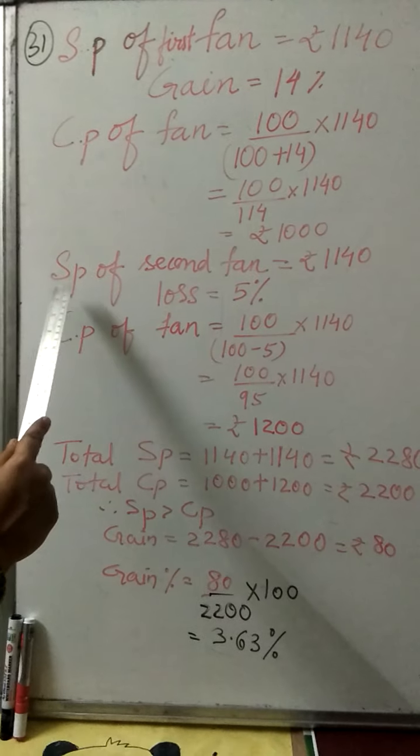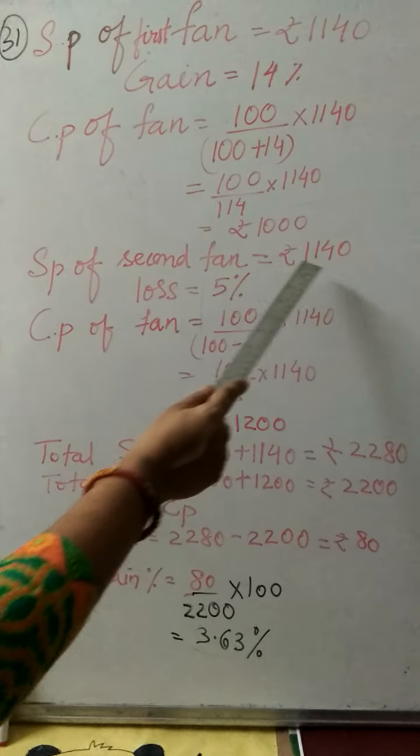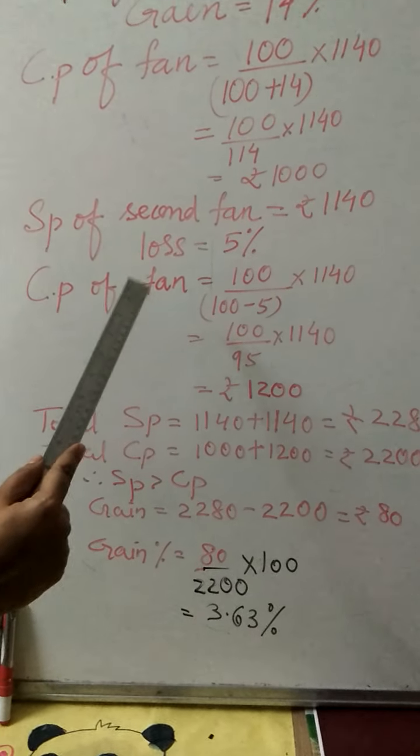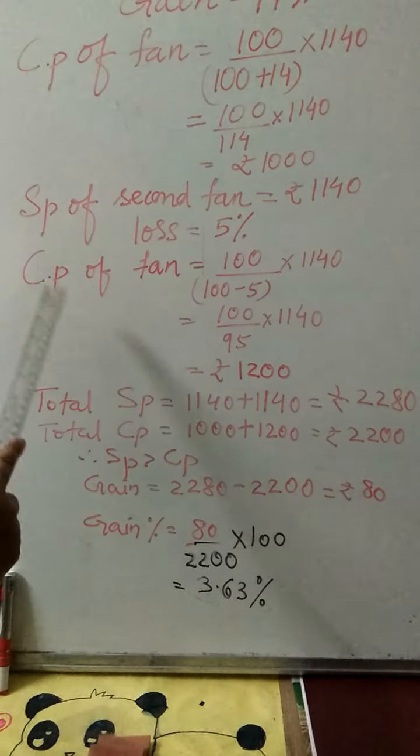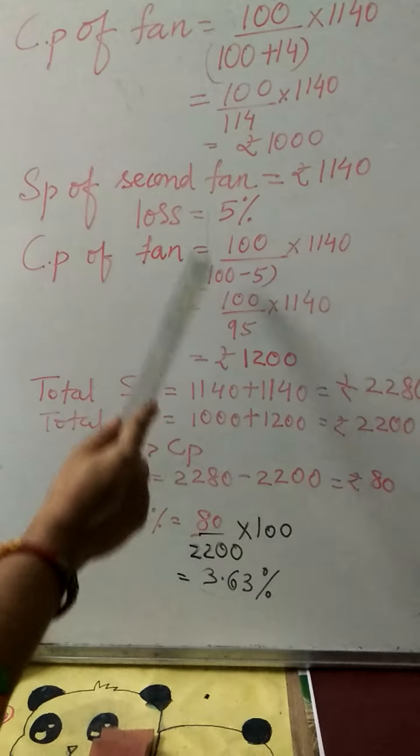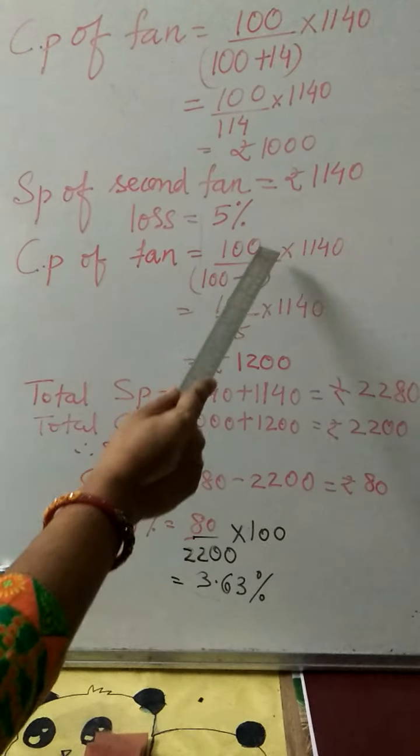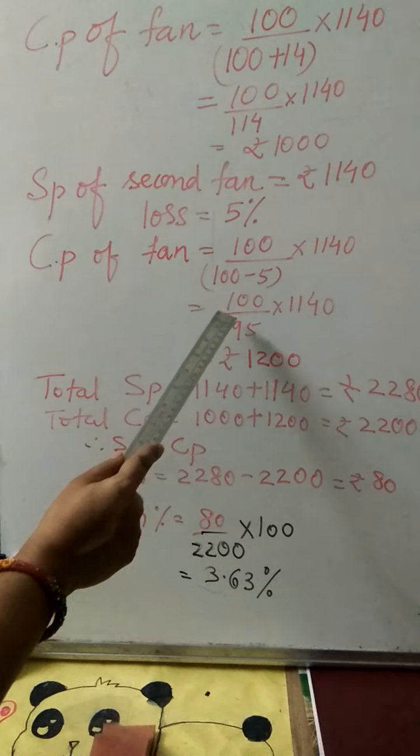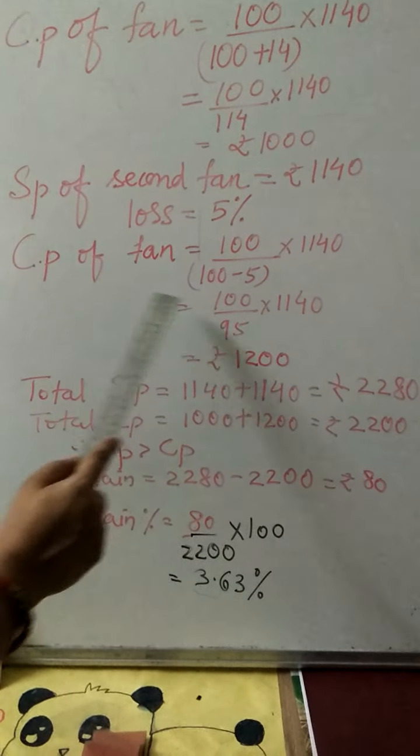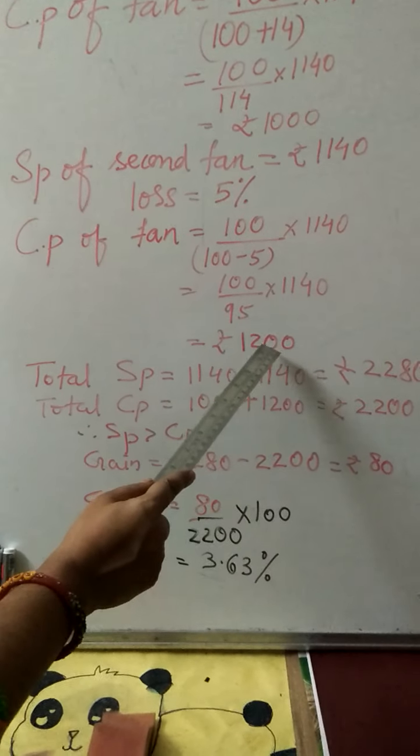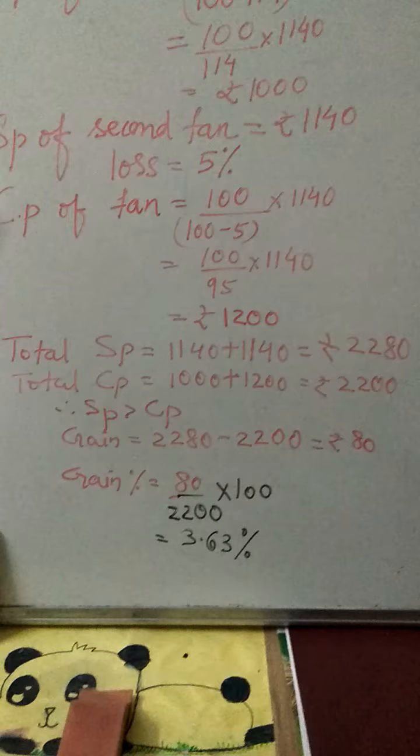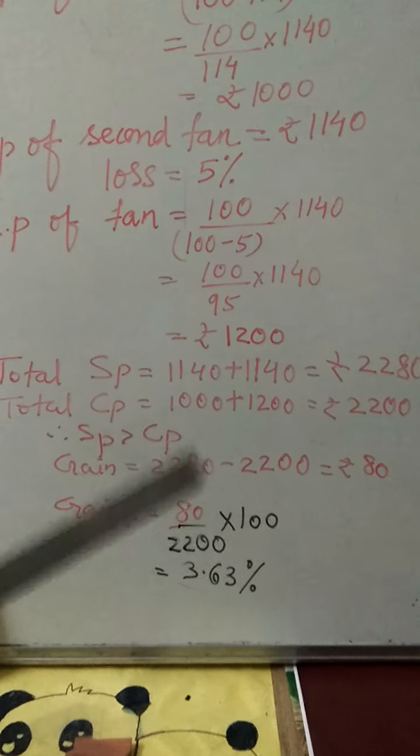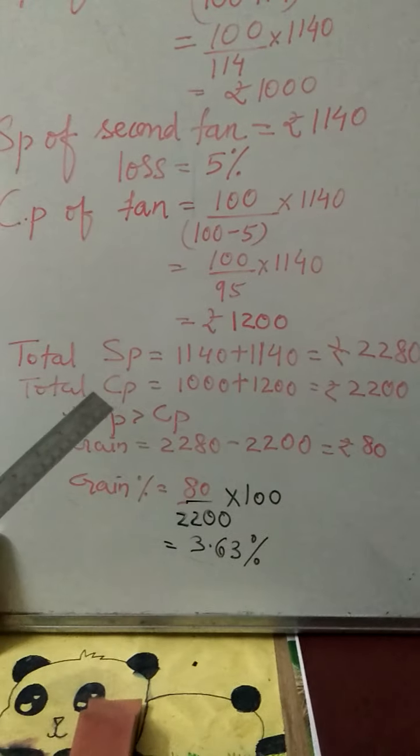Again, the SP of the second fan is also the same. Now in the second case, loss is there, a loss of 5%. So the formula of CP will be 100 by (100 minus loss percent) into SP. Put the values and calculate, and you will get 1200 rupees as CP.